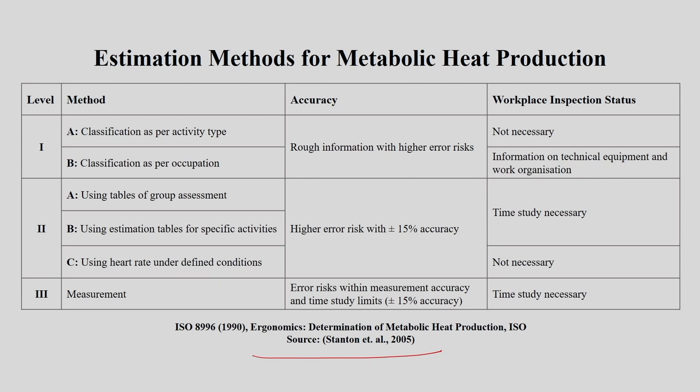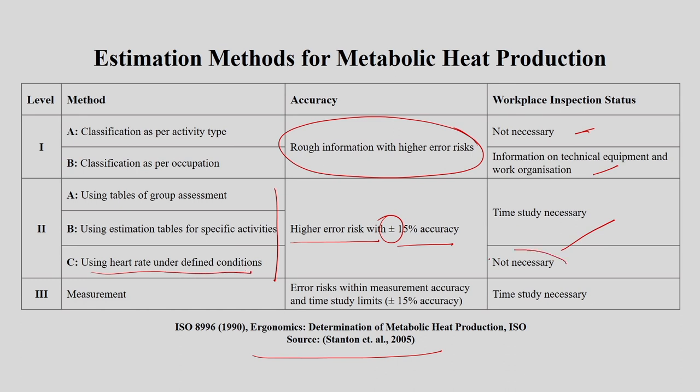So, classification as per activity type and classification as per the occupation. You can get rough information with higher error risk. That is possible, and maybe sometimes at the workplace it is not necessary. However, here you may need some kind of technical equipment. For these three cases, you have higher error risk, plus or minus 15% accuracy, and it requires a time study, because how long you are in that particular case matters. So time study is important, and for using the heart rate under specific defined conditions, maybe it is not required for the inspection status at the workplace.